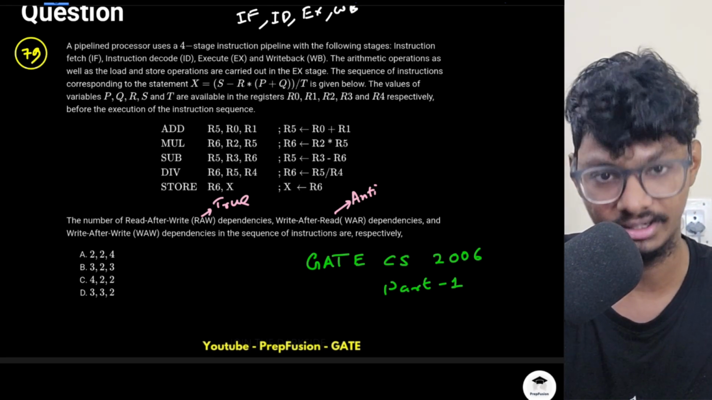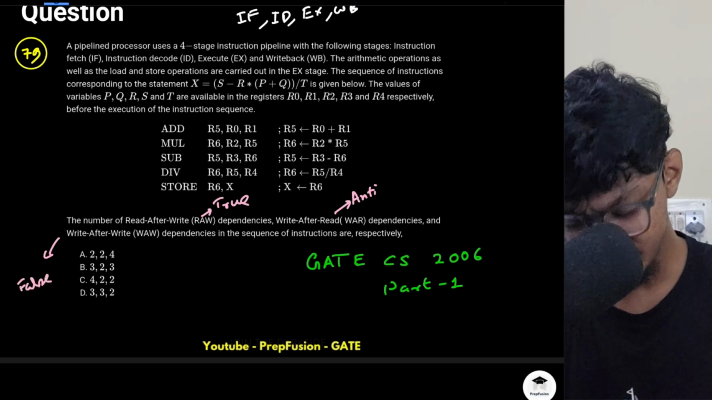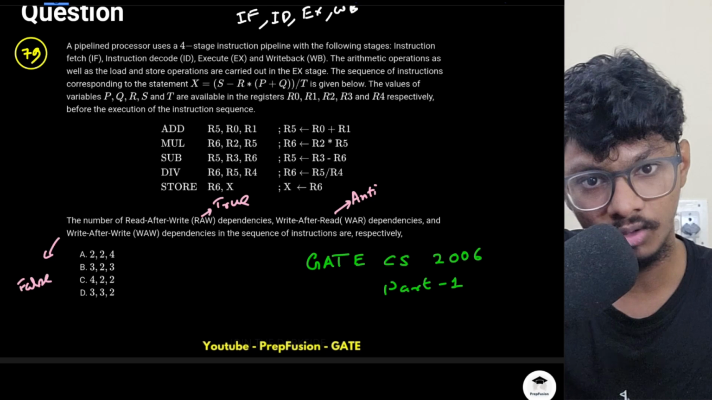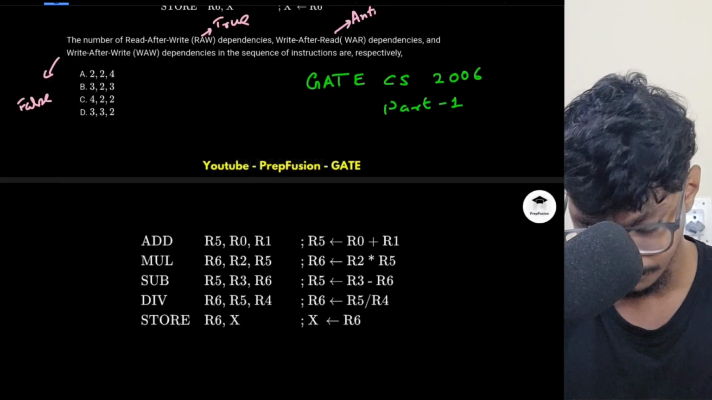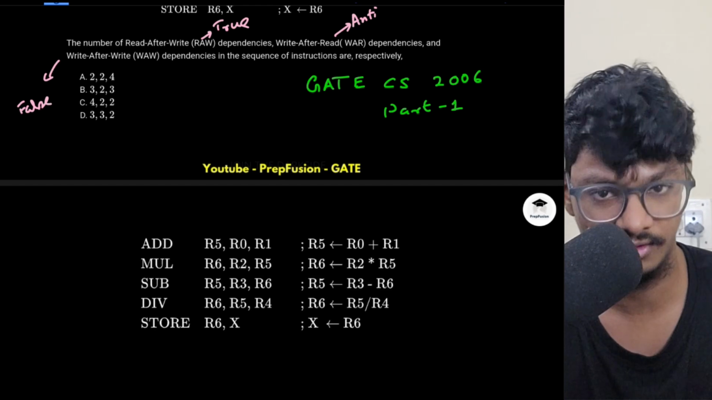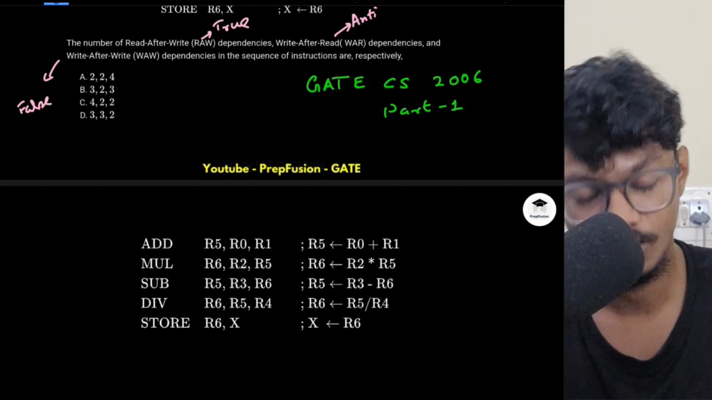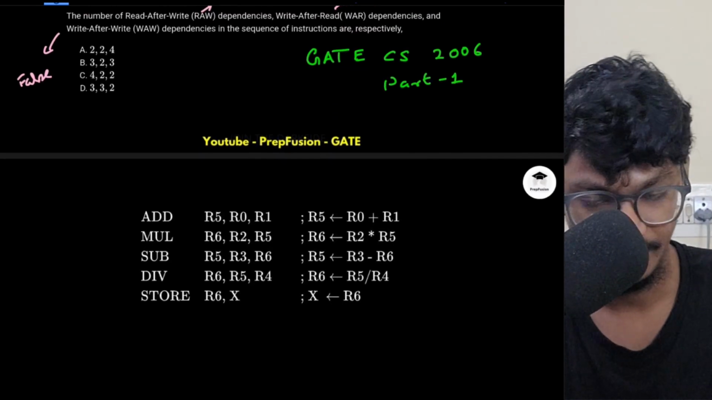It is not dependent. Okay, and write after write is a false dependency, because there is a dependency that I'm writing again. I'm writing, but I only want to see the updated value, right? So it doesn't matter. That's why it is a false dependency. So we have to identify the number of WAR, RAW, and WAW dependencies. So let's start with the RAW dependencies, read after write.